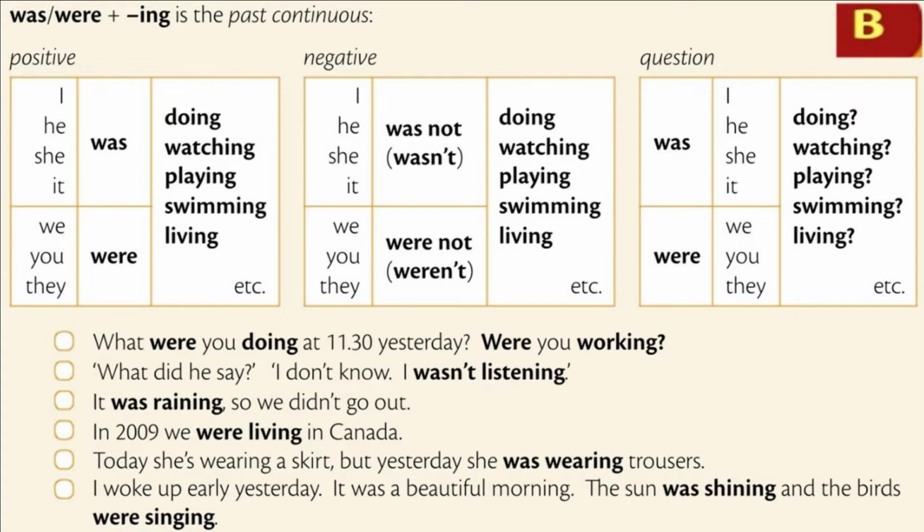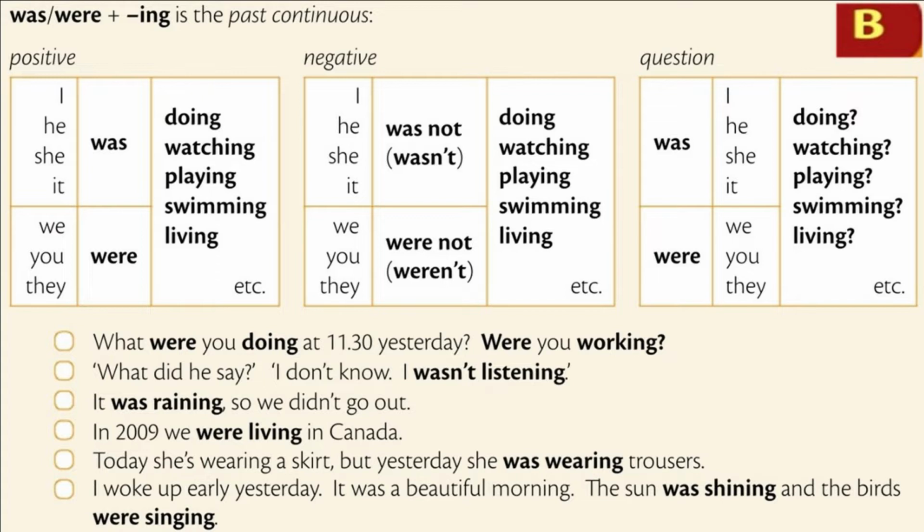We weren't doing. We weren't watching. We weren't playing. We weren't swimming. We weren't living. You weren't doing. You weren't watching. You weren't playing. You weren't swimming. You weren't living. They weren't doing. They weren't watching. They weren't playing. They weren't swimming. They weren't living.